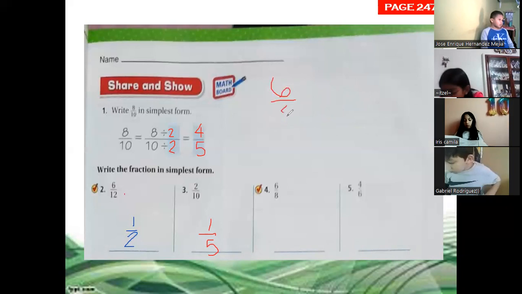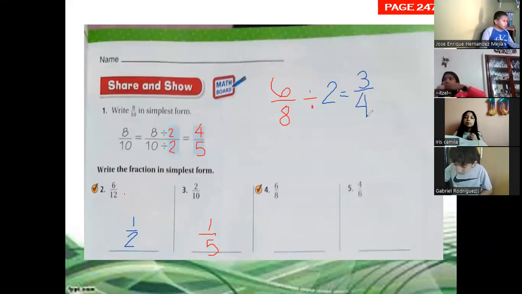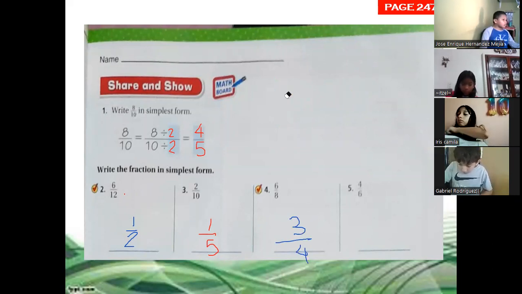6/8. Divided by the least number, 2. 6 lempiras divided into 2 children? 3. 8 lempiras divided into 2 children? 4. And this one, I can't continue dividing because 3 and 4 have no common factors. Okay, so it is 3/4.